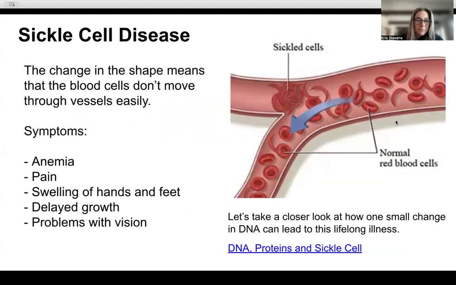All right, back to sickle cell. This could clog up throughout our entire body. We have valves. Those sickle cells and those crescent shapes get stuck together. What they can do is clog an artery or a vessel, and then it could cause pain. Someone with sickle cell, and it does run in different nationalities, has a problem they would live with for the rest of their life. Its symptoms are anemia, which is someone who has low iron, pain, swelling of hands and feet, delayed growth, and problems with vision.